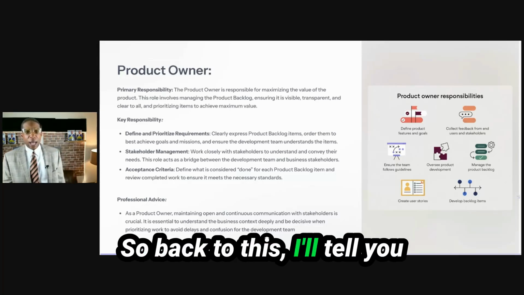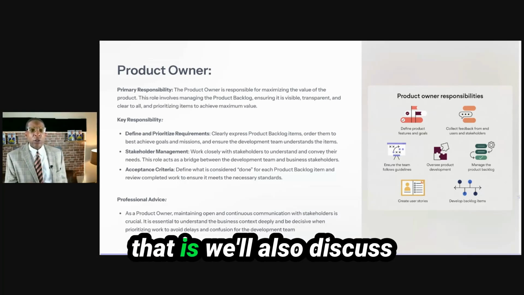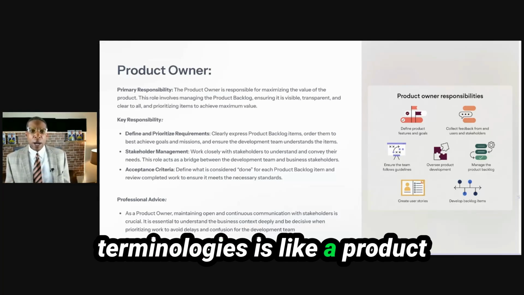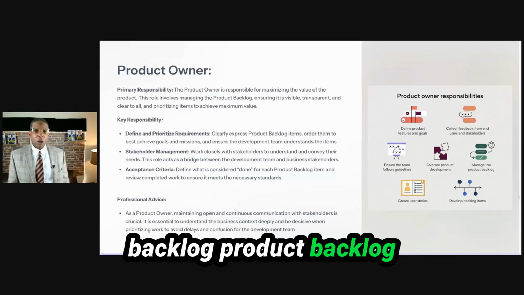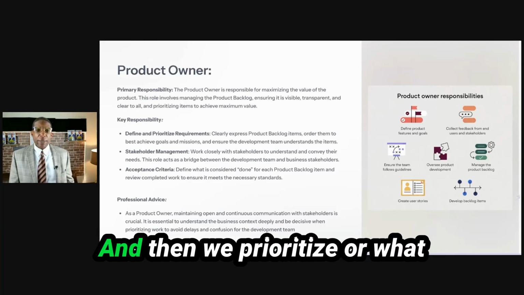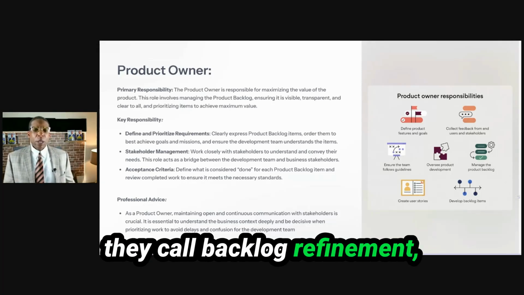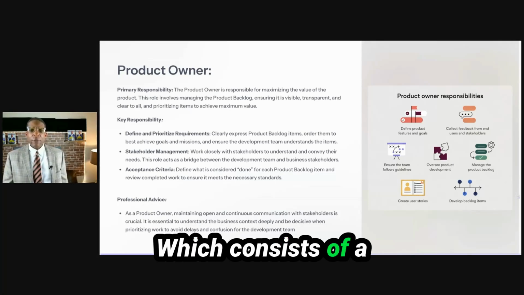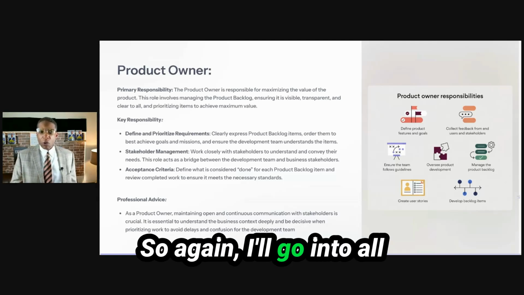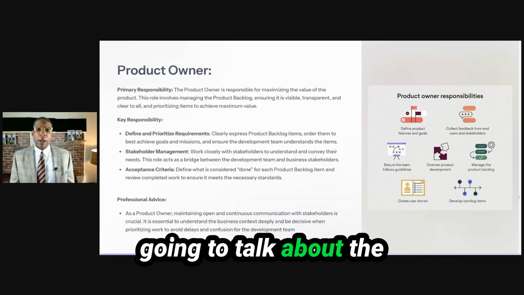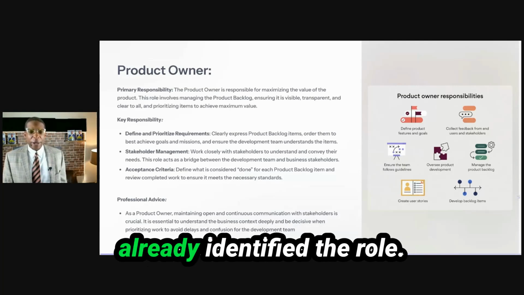So back to this. What I mean by that is we'll also discuss some of these terminologies, like product backlog. Product backlog is what I call, in my own translation, a wish list. And then we prioritize, or what they call backlog refinement, refining the backlog, which consists of a lot of user stories. So again, I'll go into all that in another episode. But right now, we're going to talk about the responsibilities since we've already identified the roles.